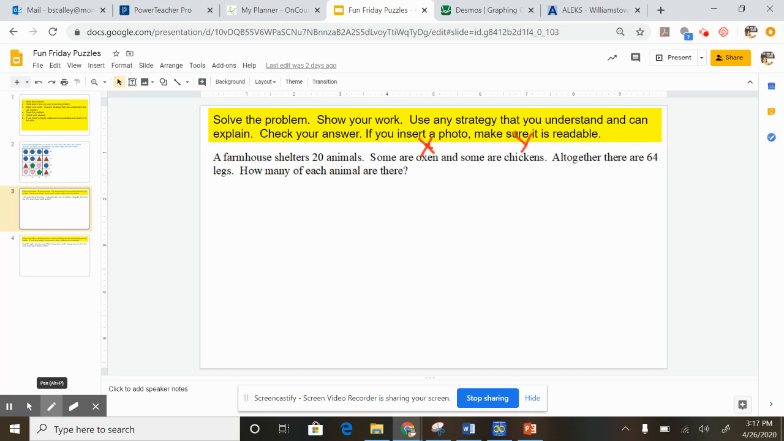Well, there's only oxen and chickens, and there's 20 animals. So if I say X plus Y, the oxen plus the chickens, it must come out to 20.